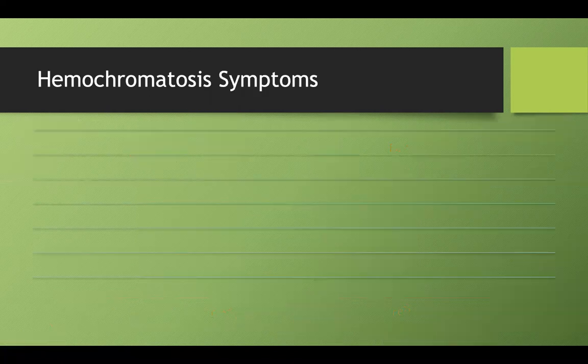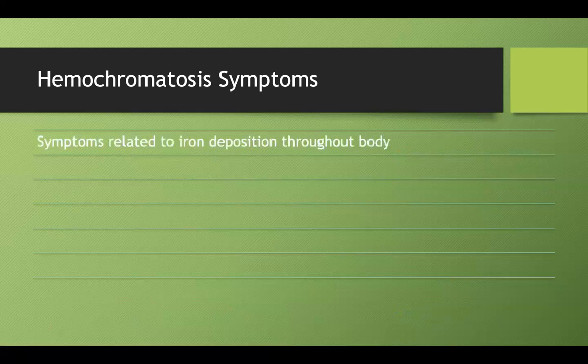And so the symptoms of hemochromatosis are all related to iron overload. It's just that in different parts of the body, it would cause different things. So let me put a couple of the organs out there and let's talk about what happens when you have too much iron in each of these organs.